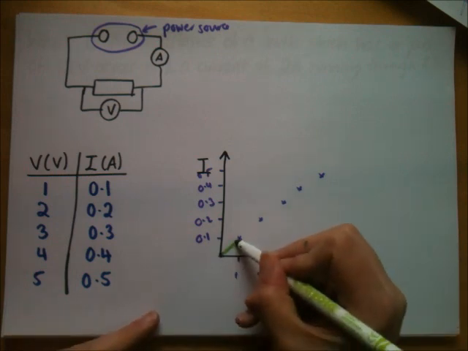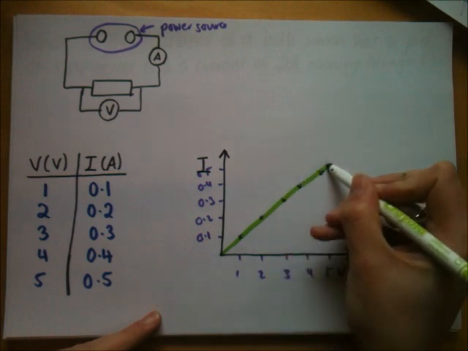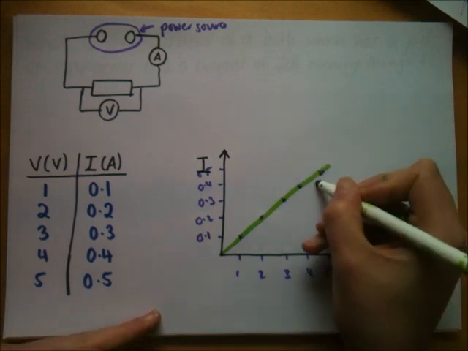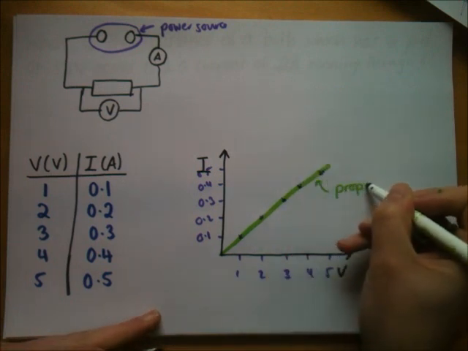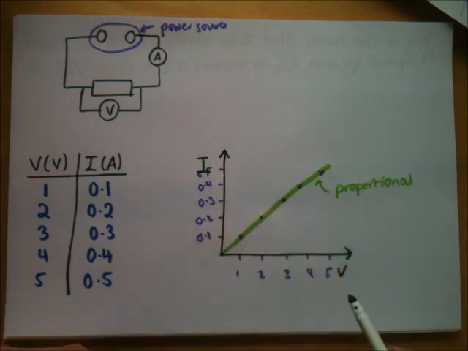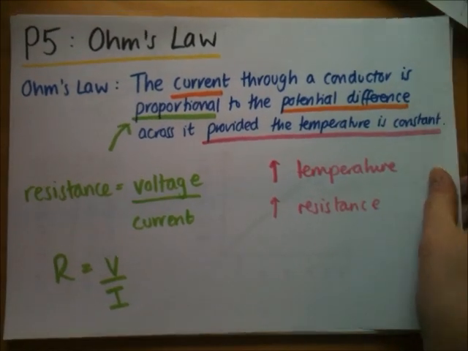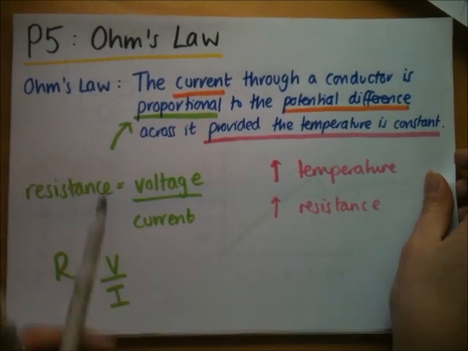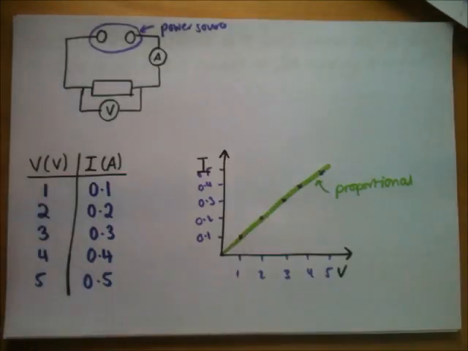So we can see there's a nice straight line relation. And this straight line is there because it's proportional. Because you've got a straight line, we've proved that current and voltage are proportional, which, if we think about it, is exactly what Ohm's law said before. The current through a conductor is proportional to potential difference, provided the temperature is constant. And here, we've not increased the temperature, so we're okay.